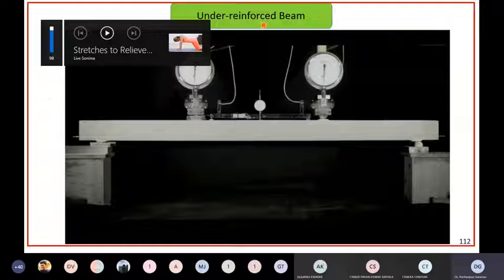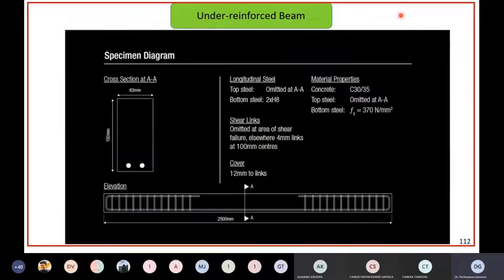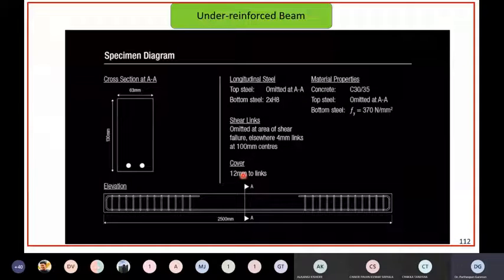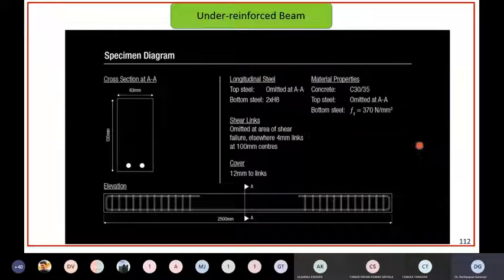This video shows an under-reinforced concrete beam being tested in bending. The specimen is made from concrete containing regular Portland cement. The rebar is regular reinforcing steel.